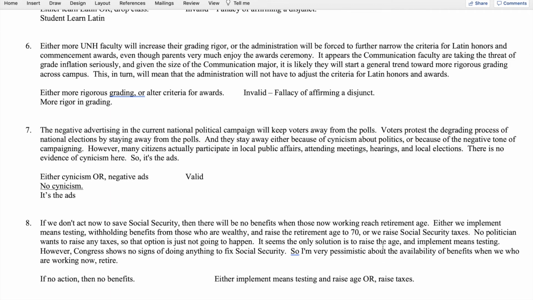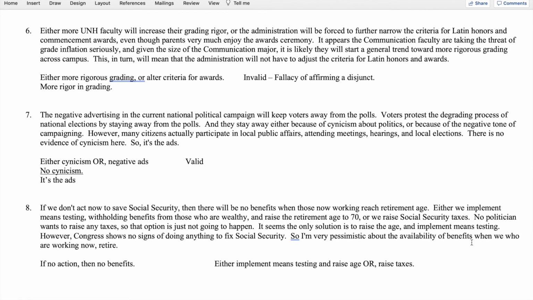So then we move on in the argument, and we see that no politician wants to raise taxes, so that option is not going to happen. So if we go back to the disjunctive statement, we see that we get in the next statement in the argument a denial of the second disjunct. So no taxes raised, right? Because no politician wants to raise any taxes, that option is not going to happen. It seems the only solution is to raise the retirement age and implement means testing, right? So there's the conclusion.